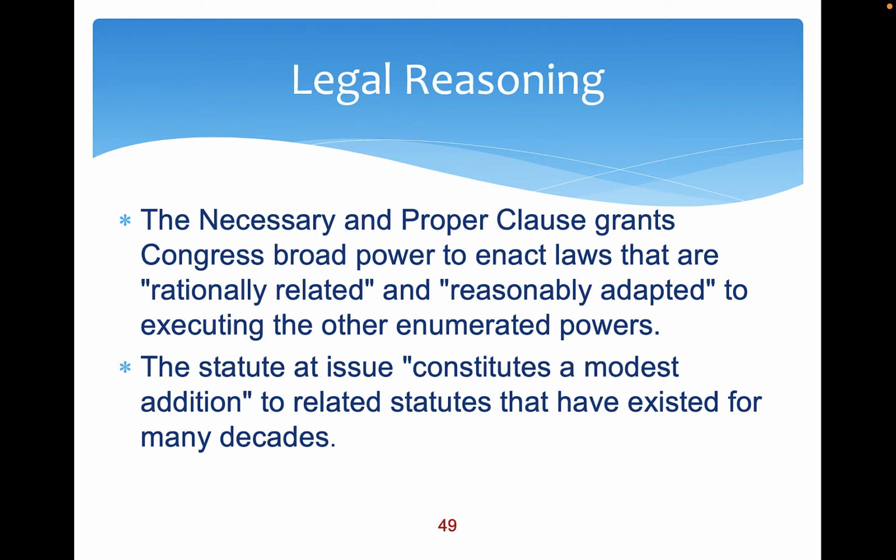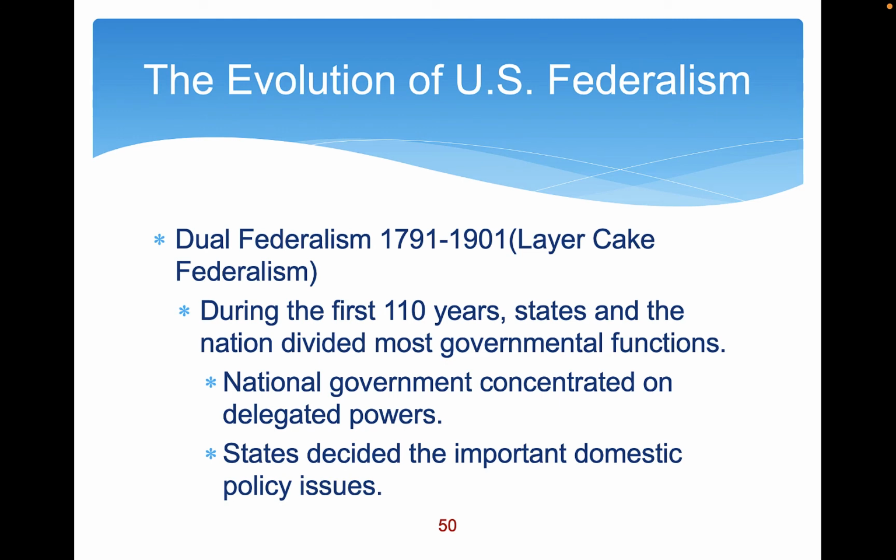So the necessary and proper clause is going to grant Congress broad powers to enact laws that are reasonably related and reasonably adaptable to executing one of those delegated or enumerated powers. And since criminal justice is part of an enumerated power, then they're within the powers to do it. And that statute only constituted a modest addition to the related statutes that had already existed for a lot of time. Okay? So next, let's kind of go into the evolution of federalism.